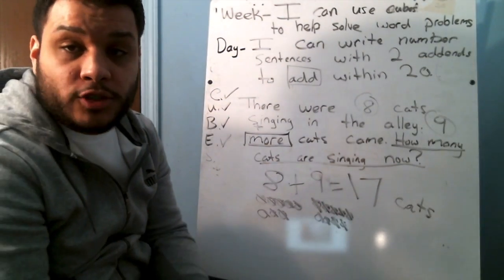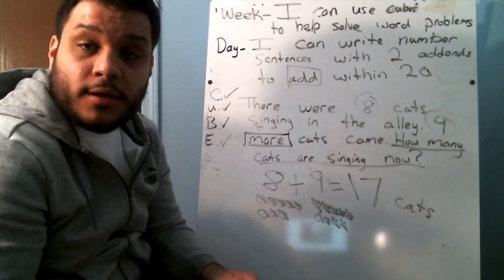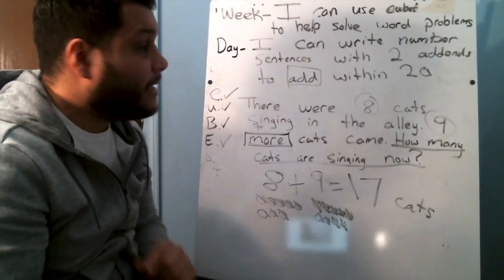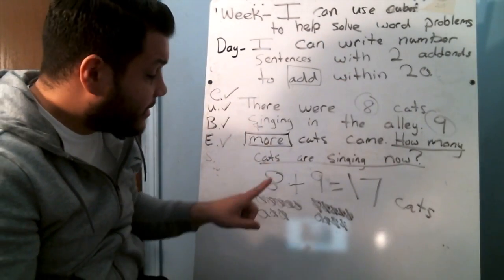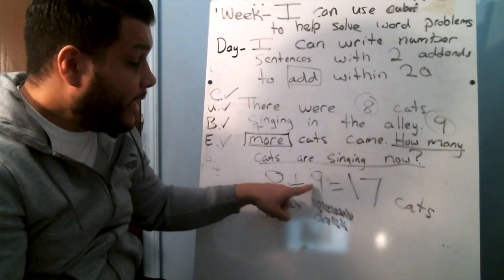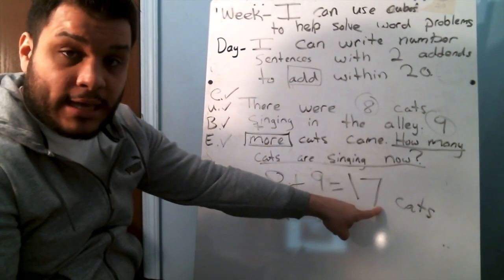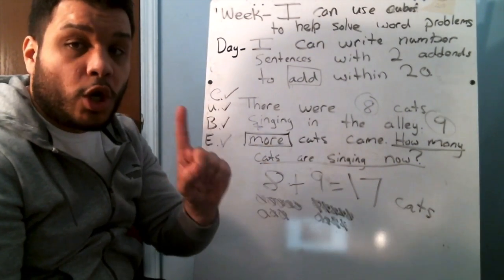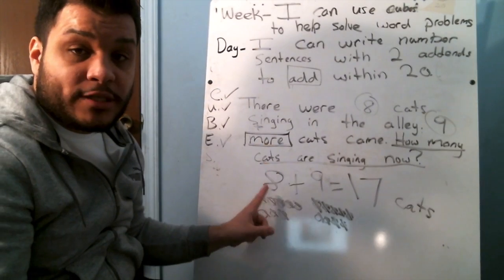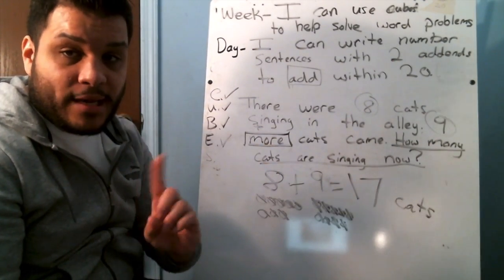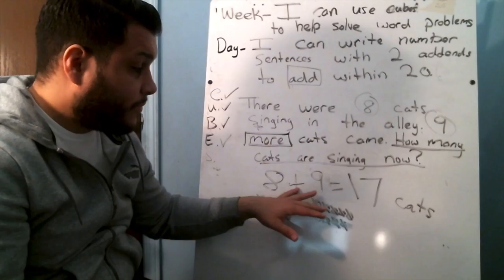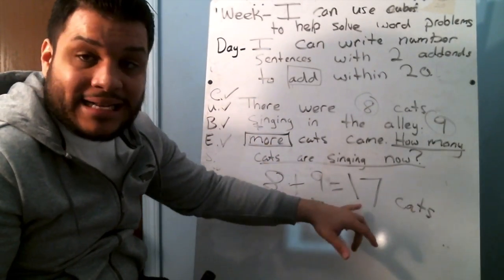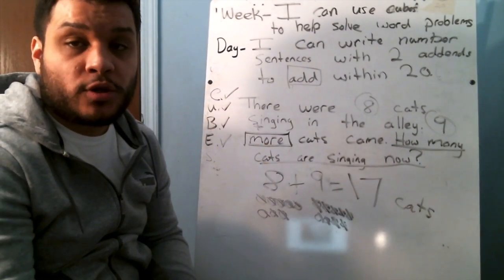When you go back to work on your paper, you are going to focus on using cubes first and then writing a number sentence. Your number sentence should have two addends. It should have the total or the whole, and it needs to have an addition sign and an equal sign. Notice that my addition sign goes between the two addends, not my equal sign. My addition sign goes there because the addition sign lets me know what I'm putting together, and the equal sign lets me know how much those two numbers are worth.